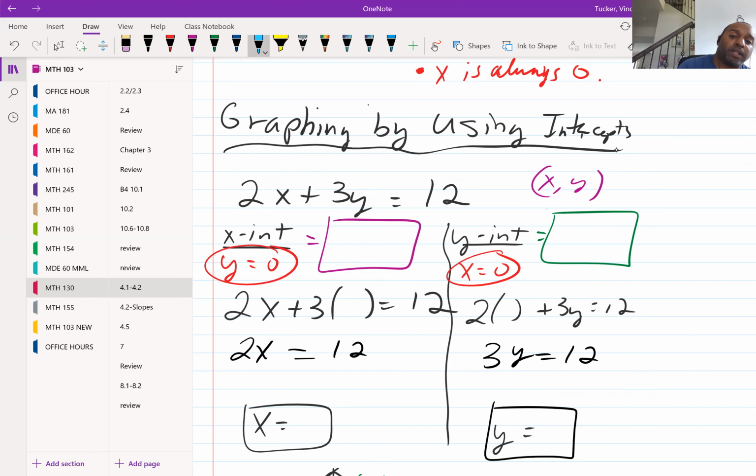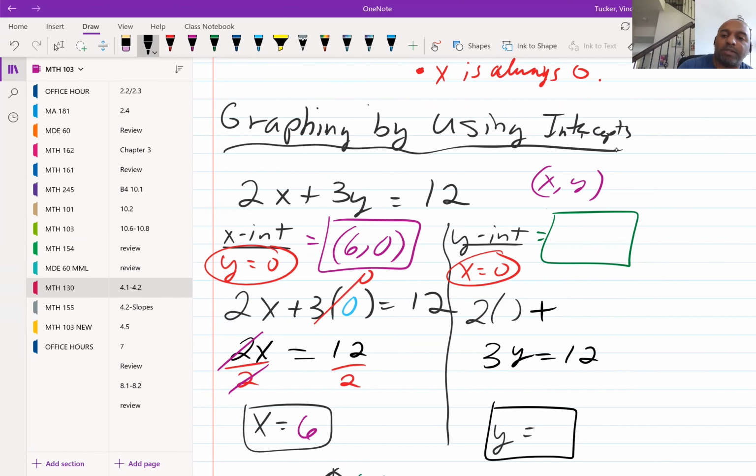Okay? So if that's the case, go ahead and plug in zero for y. We're talking about right here, plugging in zero for y. Three times zero is zero. Okay. Yep, and that'll leave us with 2x equal to 12. Now we can solve for x by dividing both sides by 2. So that'd be 6. And that is our x-intercept, 6, 0. Okay. Any problems with that before we go to the next one? Find out our y-intercept.